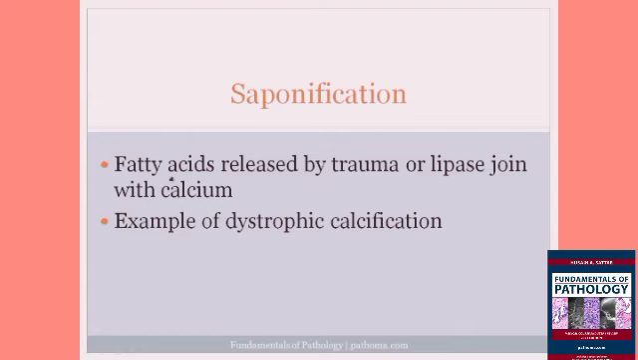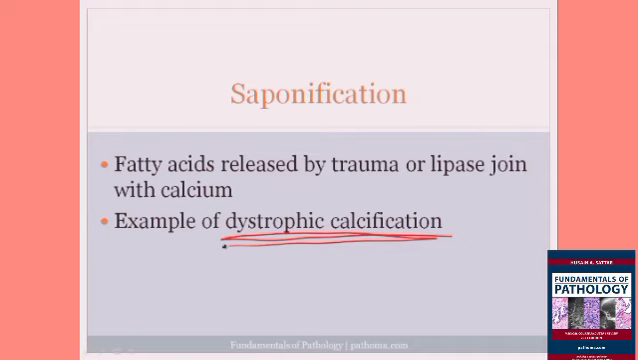Now, what is sort of a derivative point, but it gives us an opportunity to touch on a high-yield idea, is that saponification is an example of something called dystrophic calcification. So why don't I take a step back and just remind you that generally speaking, calcium does not deposit in tissues of the human body. When it deposits in tissues in the human body, there's really two underlying mechanisms by which that occurs.